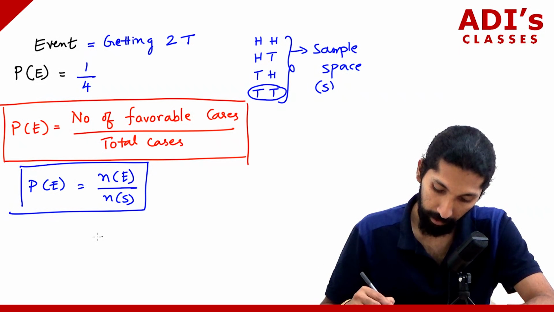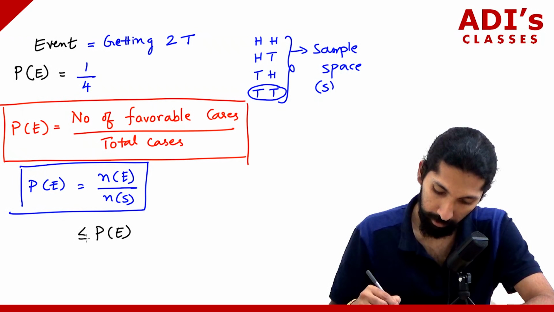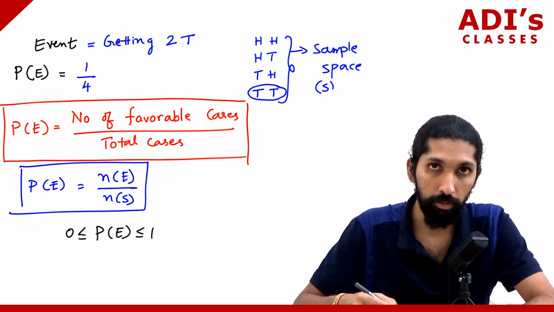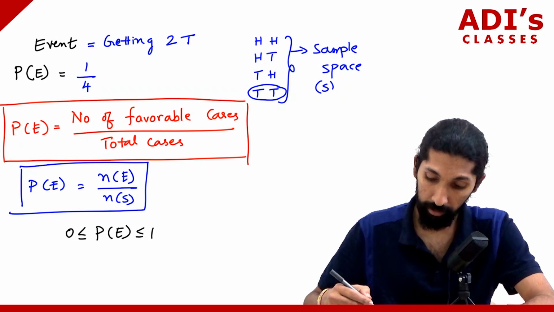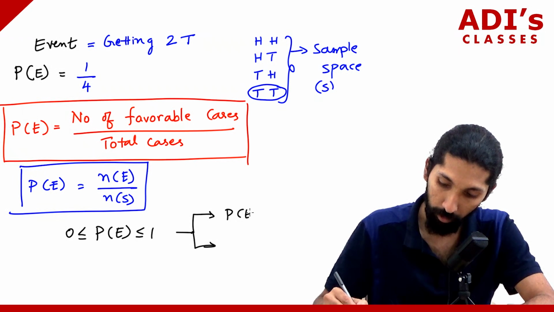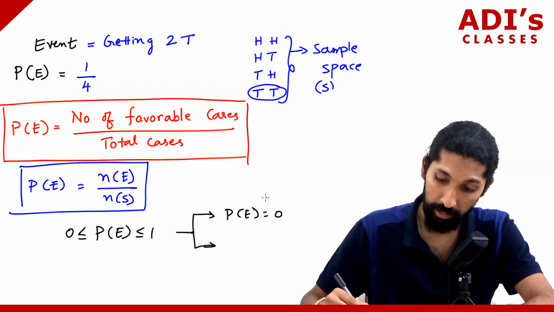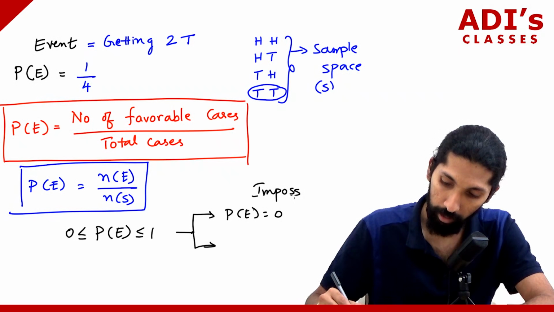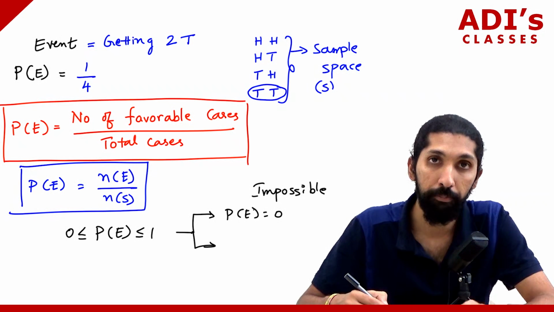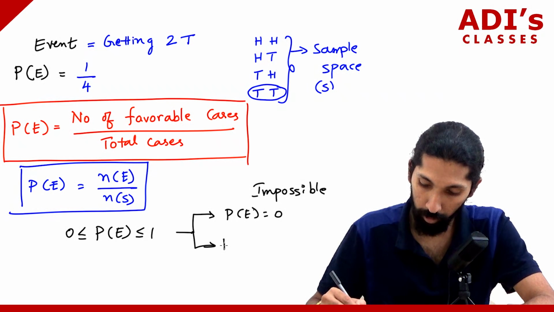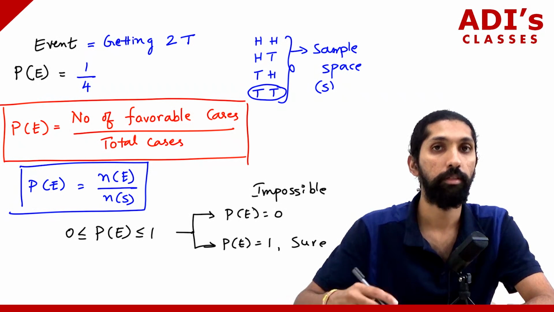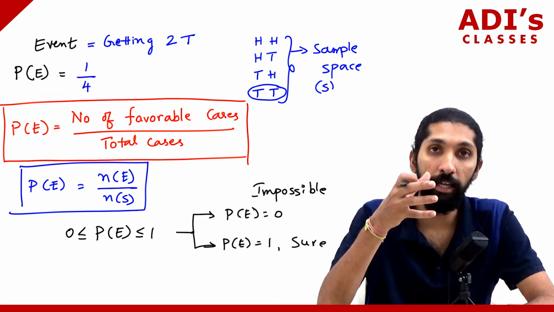P of E is always greater than or equal to 0 and less than or equal to 1. In this, there are two specific cases. If P of E is equal to 0, then we call this an impossible event. I hope you remember from the previous videos, an impossible event means it can never happen. And when P of E is equal to 1, this is what we call a sure event. It will happen.